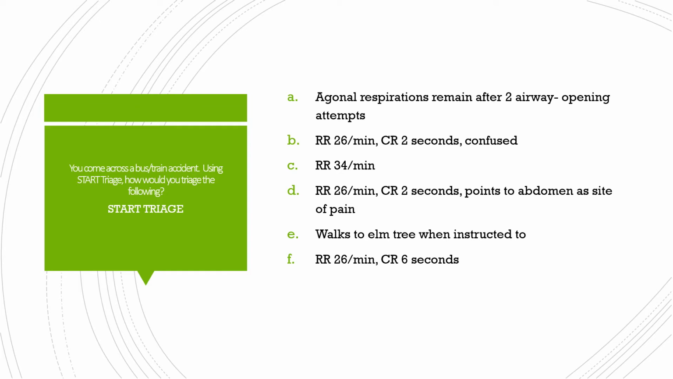Okay, so this person would be classified as red. Say if they were alert and oriented, then they would probably be a yellow, but since they're confused, they're going to be a red. C, we're at 34 respirations per minute. What would you classify that person as? Okay, if you said red, you would be correct because their respirations are greater than 30.